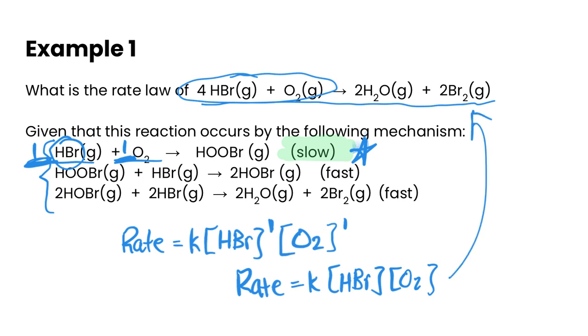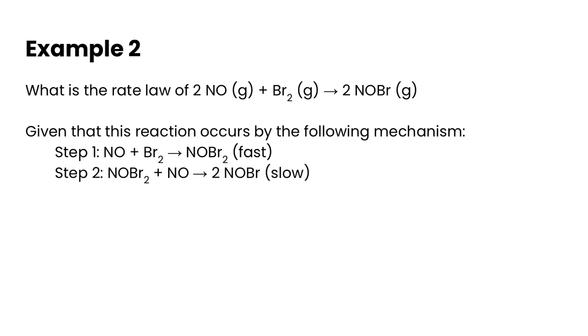Now you can see we can't get a rate law directly from our overall reaction because we don't know what the mechanism is. We would need experimental data if we wanted to figure this out, or if we know the reaction mechanism, we can come up with it from our rate determining step. All right, so let's look at another example.